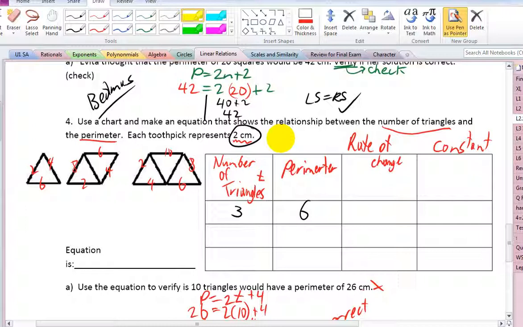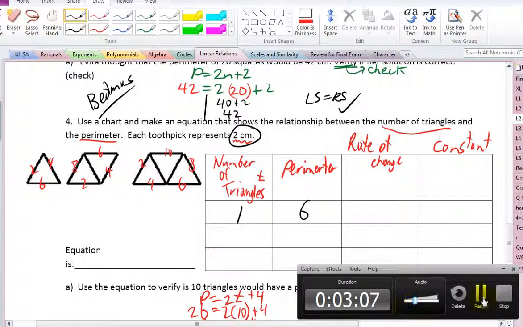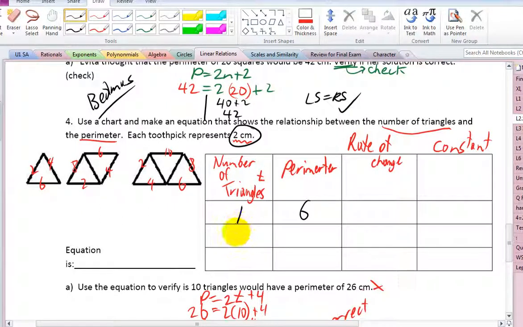I've got to read myself, don't I? Triangle 1. Thanks, guys, for being so persistent. So this would be triangle 1. There you go. So 2 triangles, 3 triangles. What's the perimeter?